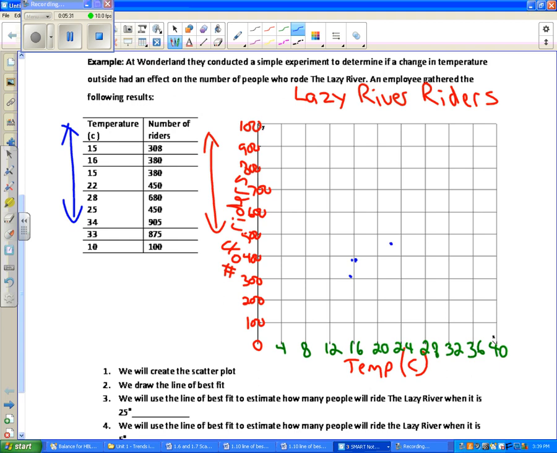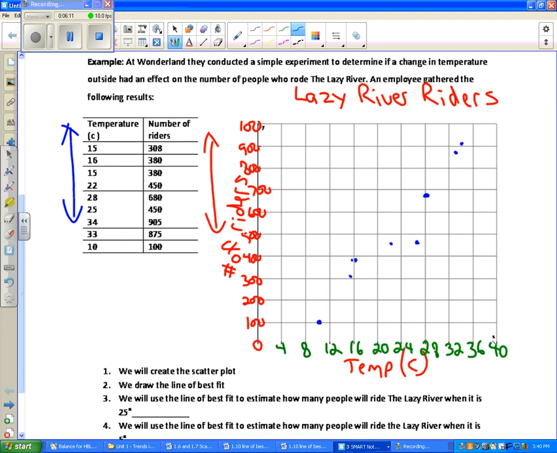If it's 28 degrees, we had 680 riders, so we're way up here, over this way a little bit. If it's 25 degrees, we had 450 riders, so I'm right about here. When it was 34 degrees, it was a hot one, we had 905 riders, so we're up here somewhere. And when it was 33 degrees, we had 875 riders, so we're about here. And the last day was chilly, we had 10 degrees and we only had 100 riders. So I'm going to go with 10 right here and 100.